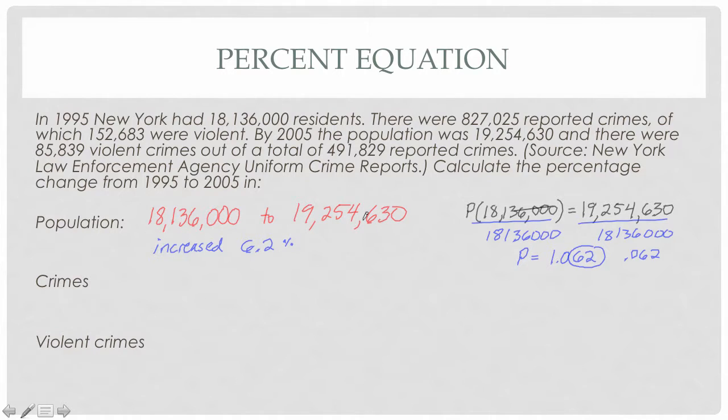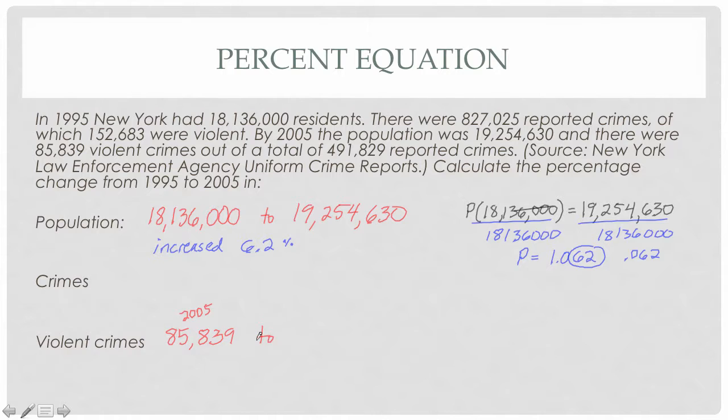All right, that's the population change. It increased. Now let's look at the number of crimes. I'm going to do the number of crimes, and I'll let you guys do the violent crimes on your own. Actually, I'll do the violent crimes. Give a little more space here. So violent crimes, what did we do? What did we start with? So we had 85,839 violent crimes in... whoops, got the wrong number. So this was in 2005.